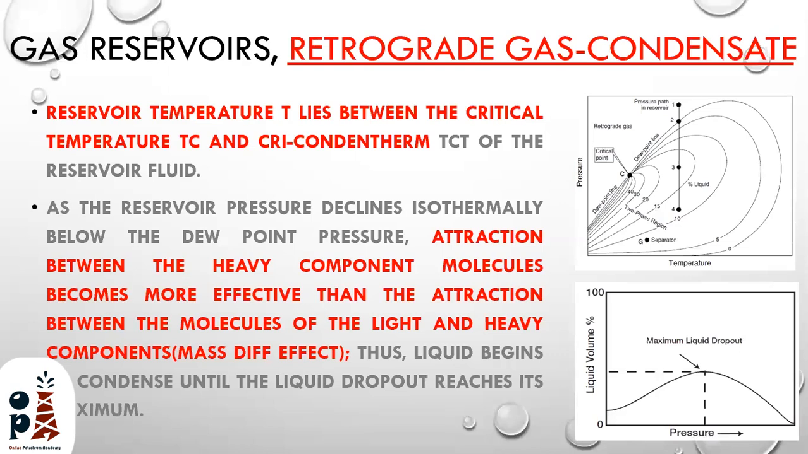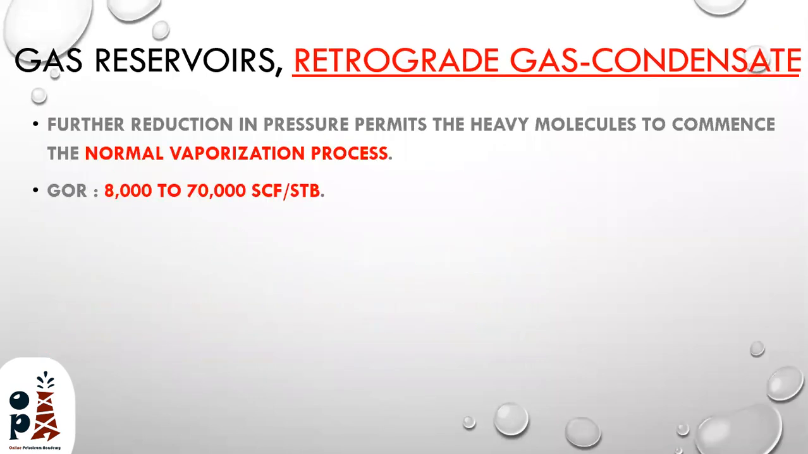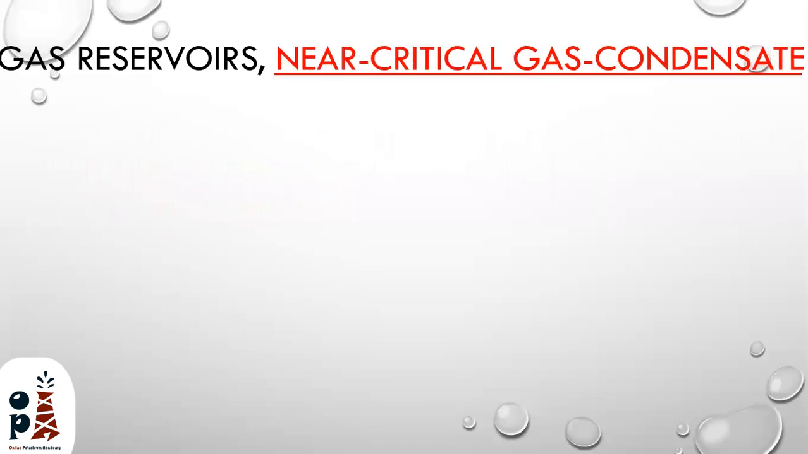But when more depletion of the reservoir pressure occurs, these heavy components follow the normal vaporization process as the pressure declines. So the liquid dropout returns back and declines. The GOR for retrograde gas condensate ranges from about 8,000 to 70,000 standard cubic feet per stock tank barrel. The API gravity is above about 50 degrees.